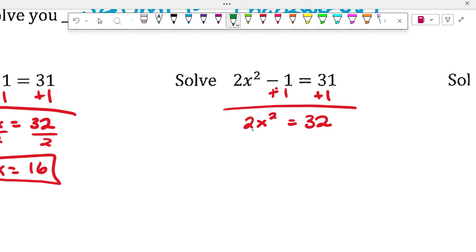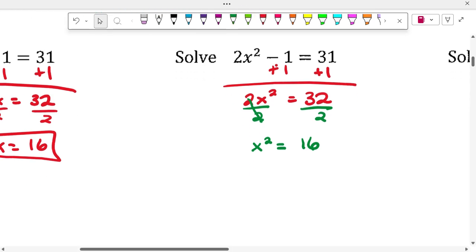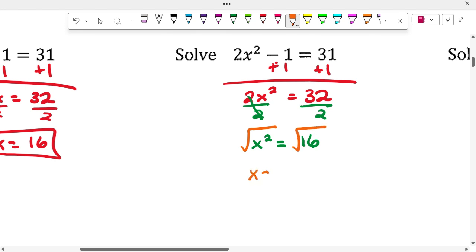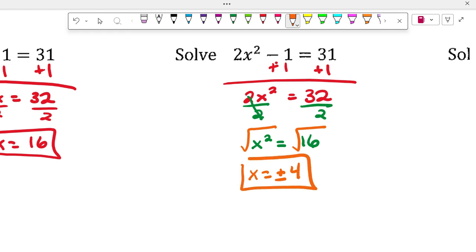So what do I do next? Divide by 2. So x squared is equal to 16. Now I can do the square root. So I'm going to take the square root of both sides. So x is equal to what? Not just 4, plus or minus 4. Remember, whenever you solve and you take a square root, you've got to put the plus or minus. It's really only needed when you're solving, but if you take a square root at any point when you're solving, you've got to put the plus or minus.